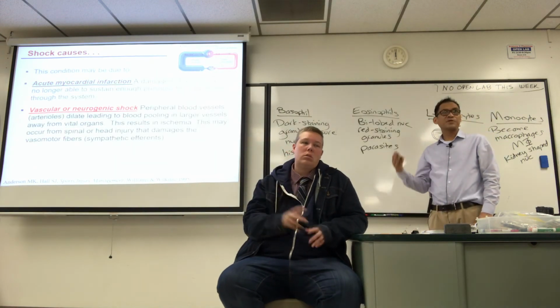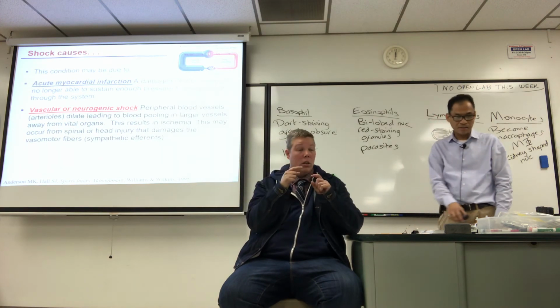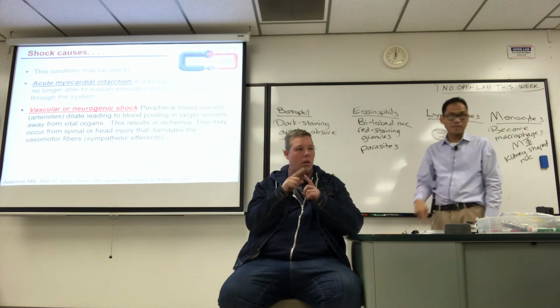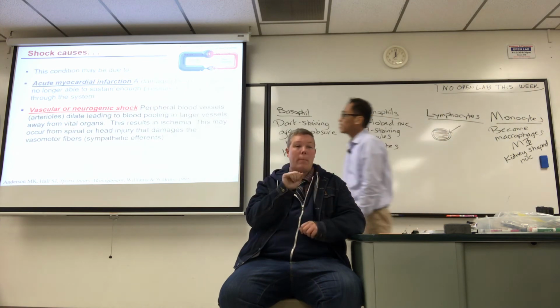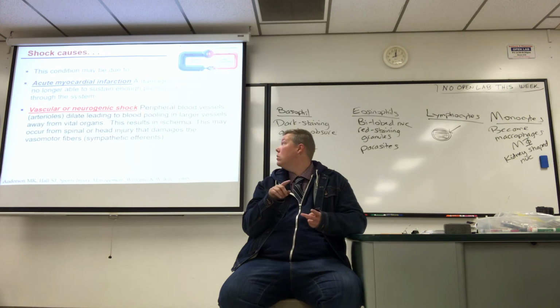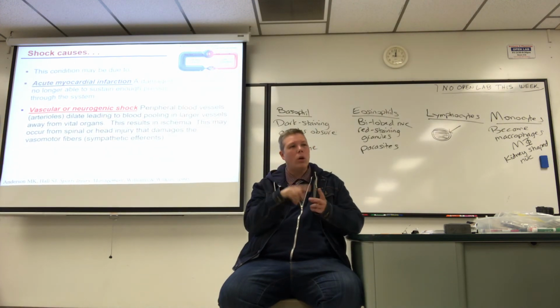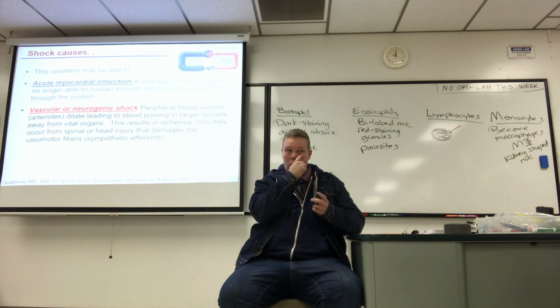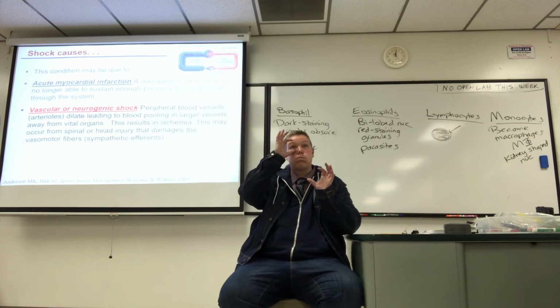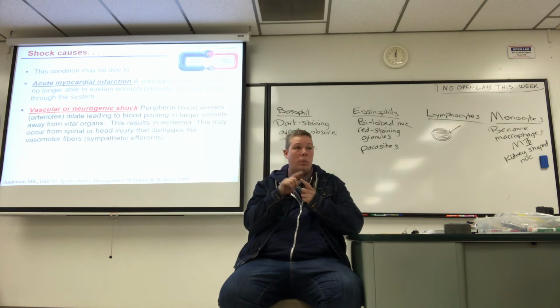Let's say you have a brain injury. The brainstem is damaged, the part that causes the sympathetic efferents that we talked about in the baroreceptor reflex. Vascular or neurogenic shock. Maybe you've had experience, you test for the pupil dilation or the pupil constriction. If the pupils are fixed and dilated, that means the cranial nerve is damaged. The cranial nerves come off the brainstem.